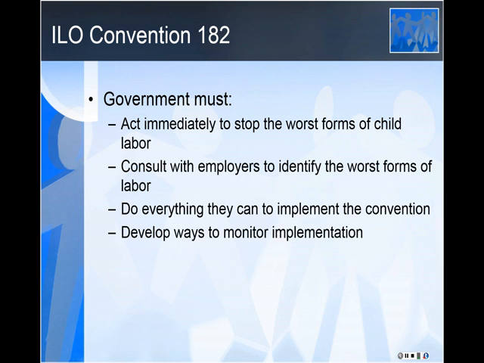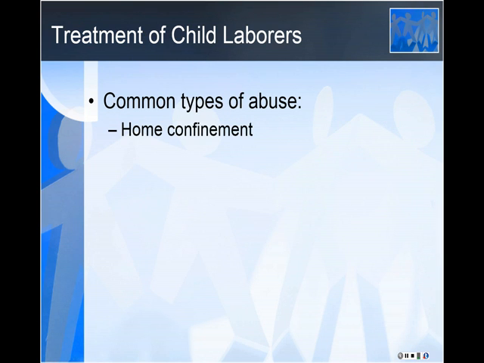So this is the international effort. But I just want to focus a few more minutes on what happens to these child laborers and the kinds of things that these international organizations are wanting to try to address. Some of the most common types of abuse is home confinement, and this is why it's often difficult for these international organizations and NGOs to really do much, because these individuals are confined within the home.